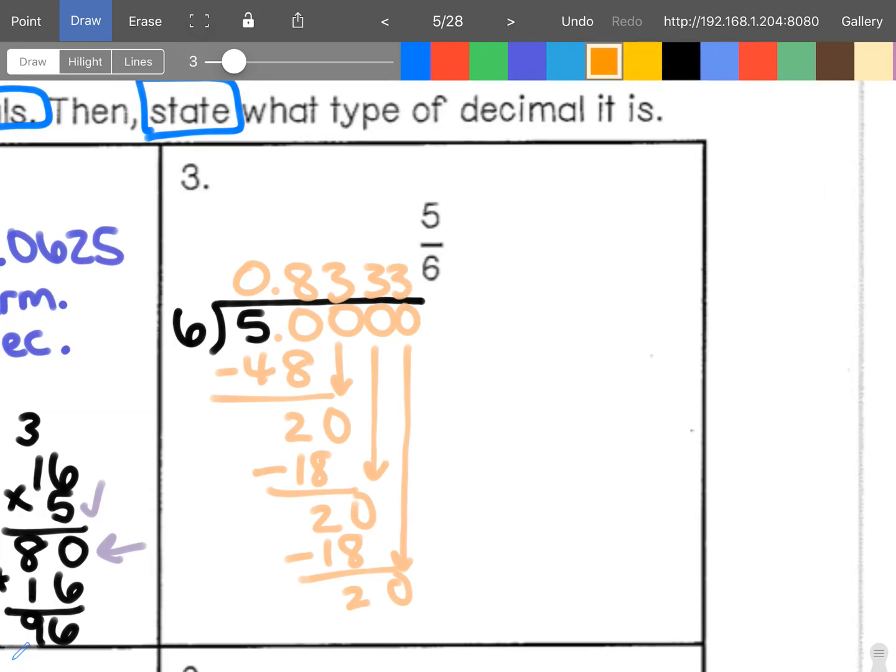So here's how you're going to write this. You're going to say that 5/6 is the same thing as 0.83 with a line over the 3, showing that the 3 is repeating. Okay? And so therefore, this is a repeating decimal.